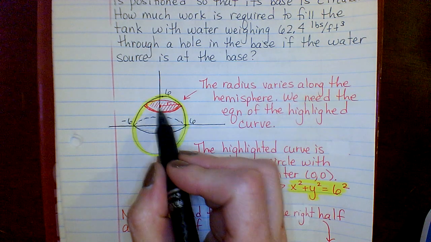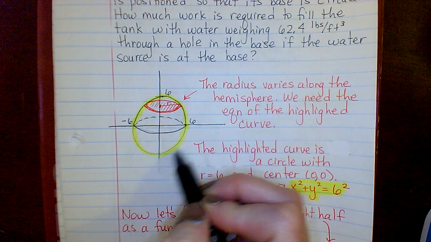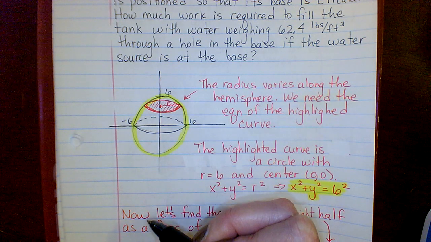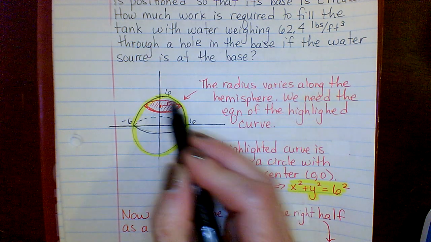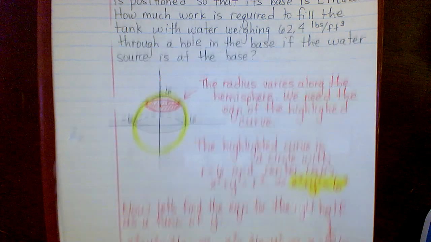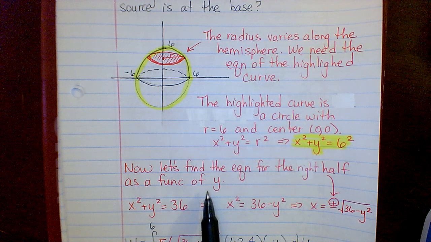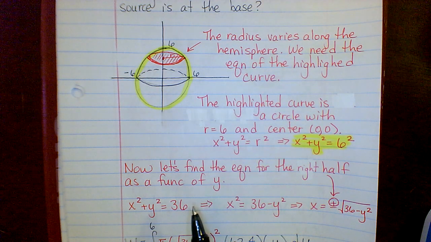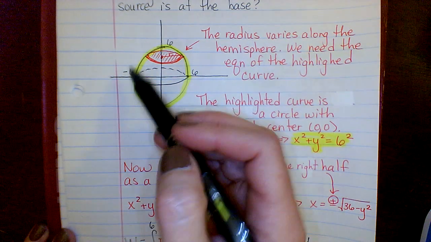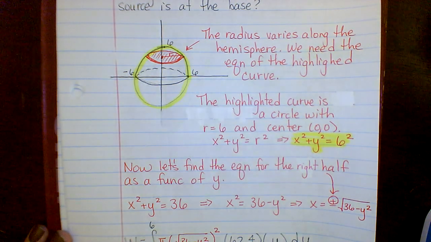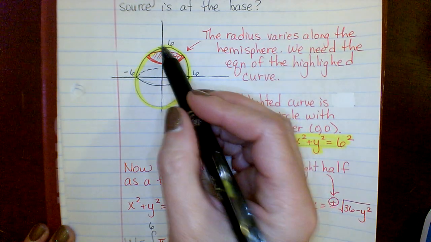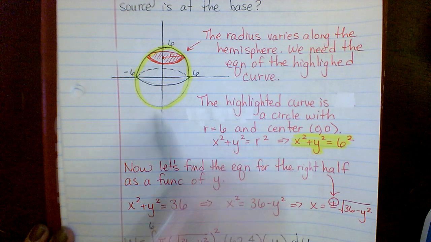Now let's find the equation of the right half of this circle, because that's the curve that this r is following. The upper half is y as a function of x, positive one and then the negative one. If you do x as a function of y, the positive of the plus and minus is going to be the right half, the negative is going to be the left half.